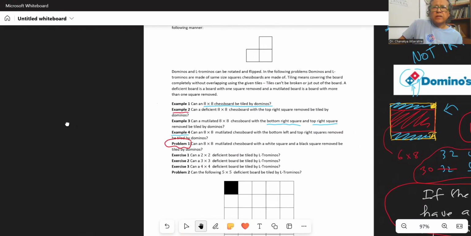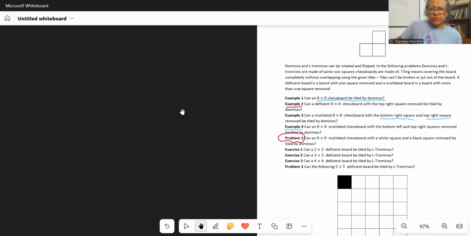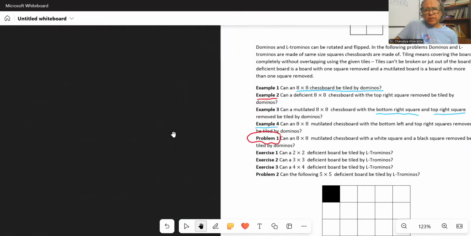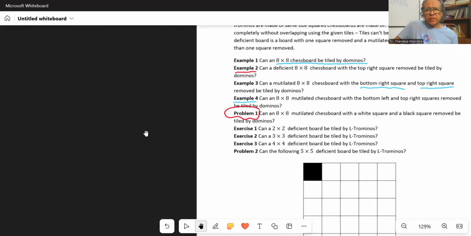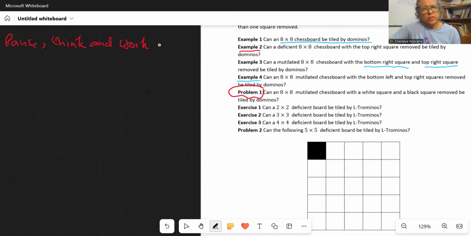Again, pause and think and work out moment, right? So I'm going to pause, right? So think about this problem and see whether you can answer, right? So pause, think, and work out moment, right? So I'm going to pause this, right?